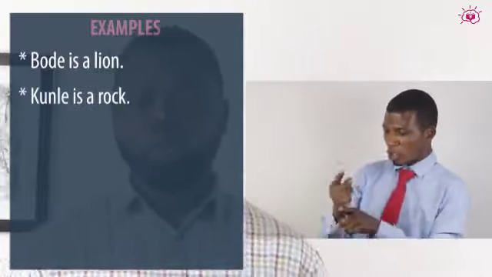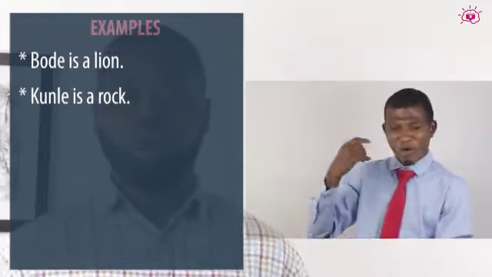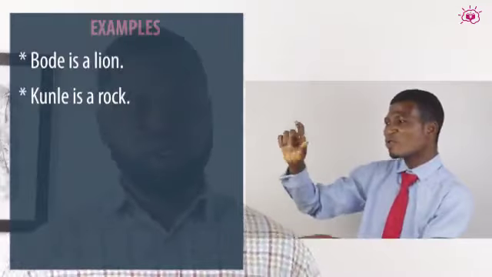Also, I can say Kunle is a rock. Now, calling Kunle a rock means Kunle is also very strong. So metaphors can be differentiated from similes based on the use of as and like that similes use.